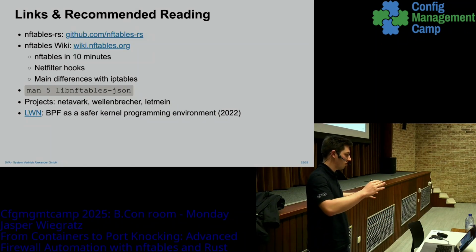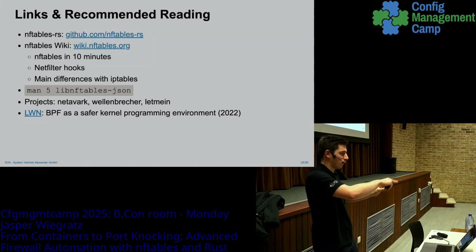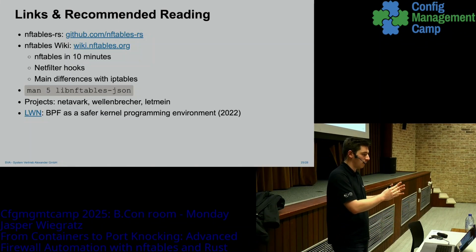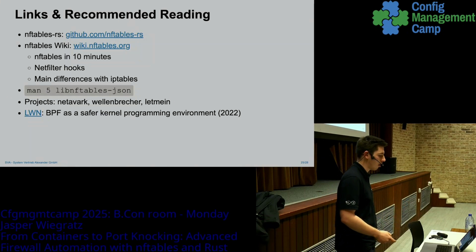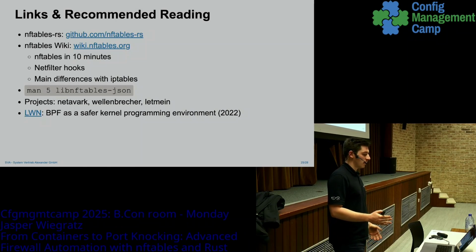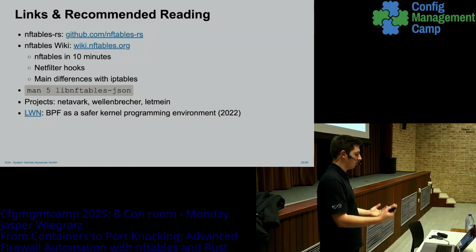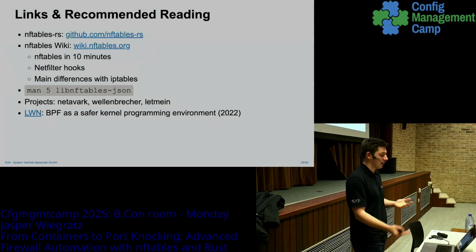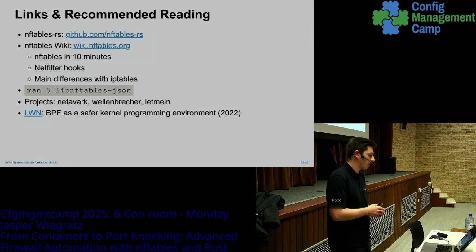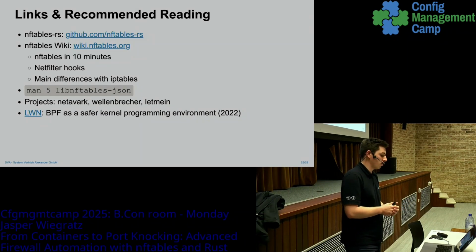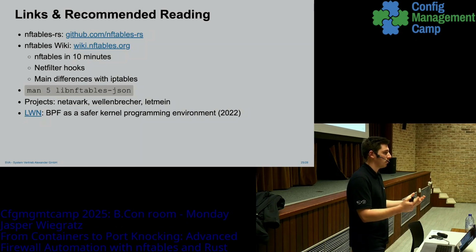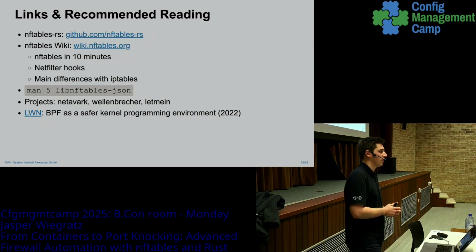So there's a giant diagram of how a packet flows through your system with the input hook, the output hook, and so on. The nftables JSON man page is great, actually, and I think required to use the JSON API even with something like nftables-rs. And also, I can recommend to look at these projects that I mentioned, Netavark, Wellenbrecher, and how they are doing things. And also, there's BPF, Berkeley Packet Filters, and eBPF.